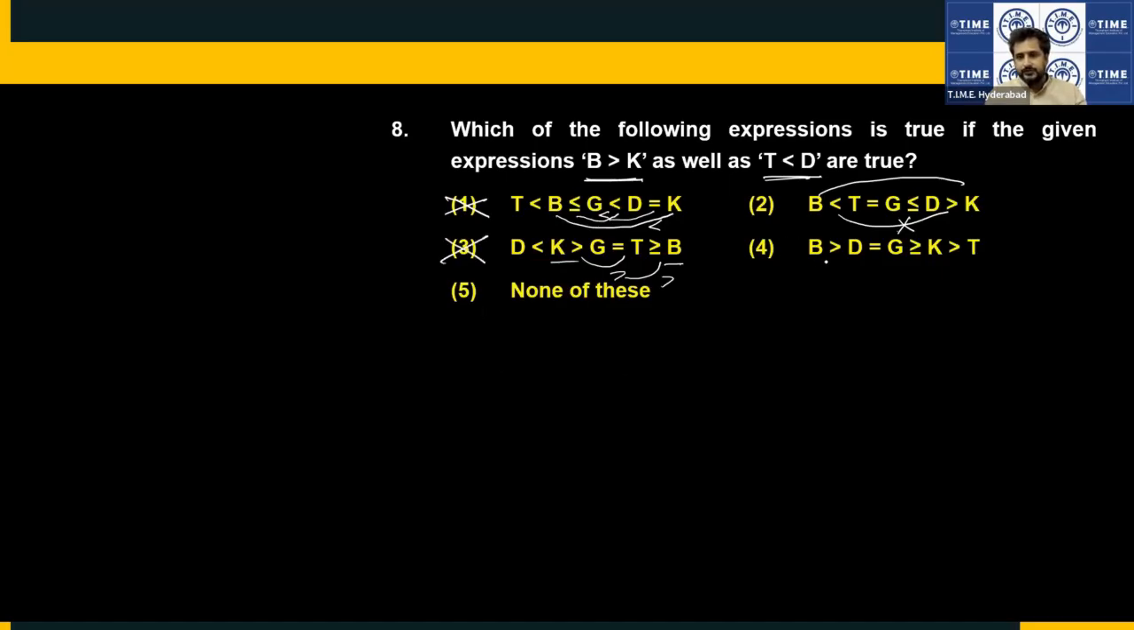Now let's see here the fourth option. B is here, K is here. Greater than and equal to leads to greater than, and greater than and equal to leads to greater than. B greater than K is true, but we have to check T less than D also. Now let's check the D and T relation. Equal to and greater than or equal to leads to greater than or equal to, and greater than or equal to and greater than leads to greater than. So D greater than T is as good as T less than D. So it is also true. So both B greater than K and T less than D are true in this expression. Choice 4 is correct.